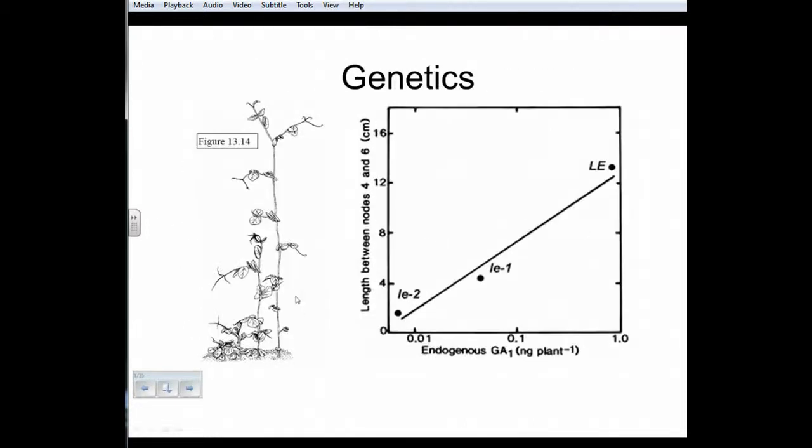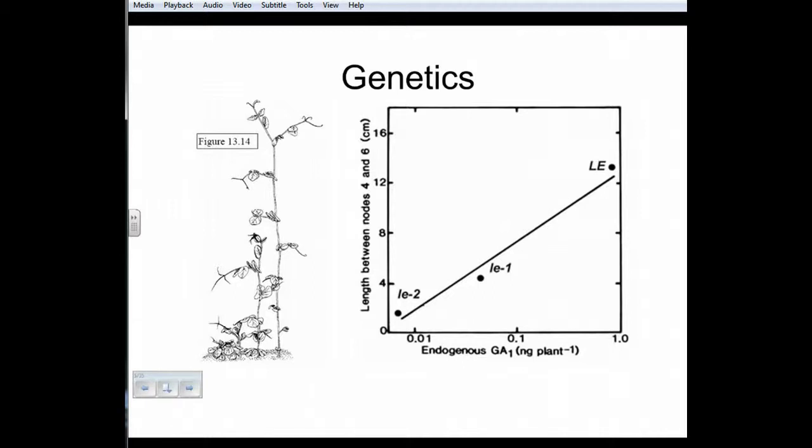Let me talk a little bit about the genetics. Where have you seen dwarf peas before? You've all seen that. Everybody, I bet, has seen this before. You've seen it in high school. If you've had genetics, you've seen it. Who was the first person to work with dwarf peas? Who? Mendel.